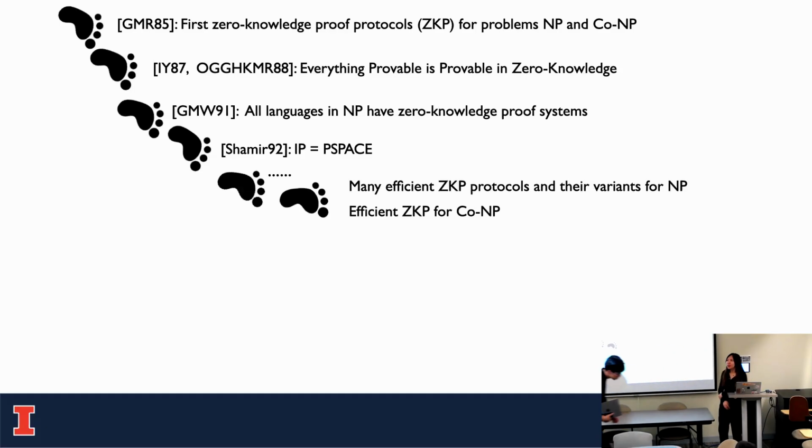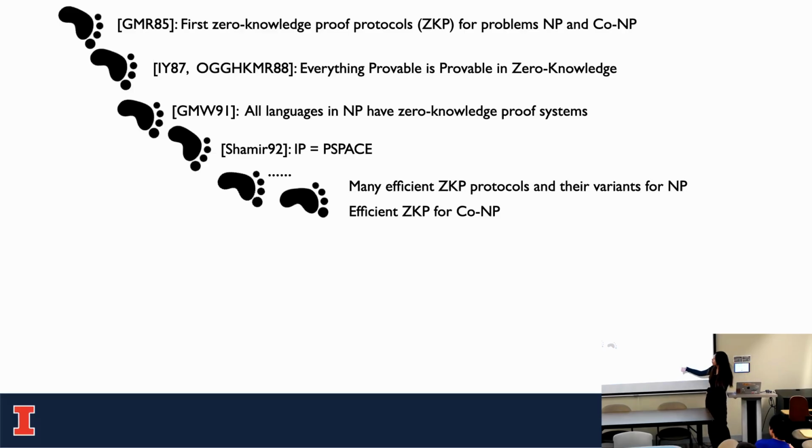Then recently, we have seen a lot of progress in designing zero-knowledge proof protocols. We see very efficient and practical zero-knowledge proof designs and their applications in real-world domains, such as blockchain. But most of these protocols focus on languages in NP. Until recently, my colleagues and I designed an efficient zero-knowledge protocol for coNP.